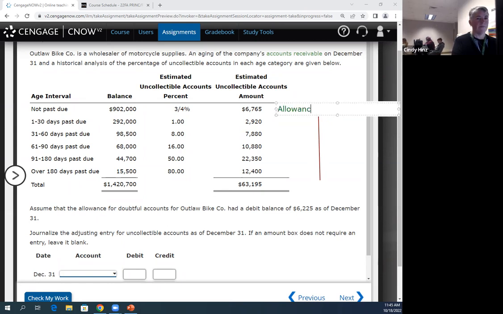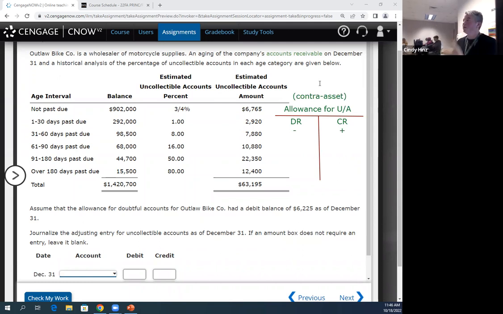So, I'm just going to abbreviate this, allowance for uncollectible accounts, UA. Since that is a balance sheet account, unless this is a brand new company, there's probably something already in that allowance account. It probably does not have a zero balance right now. I'm just going to label this for us as a reminder. So the debit side, the credit side, this is a contra asset account, and so that means it has a normal credit balance.